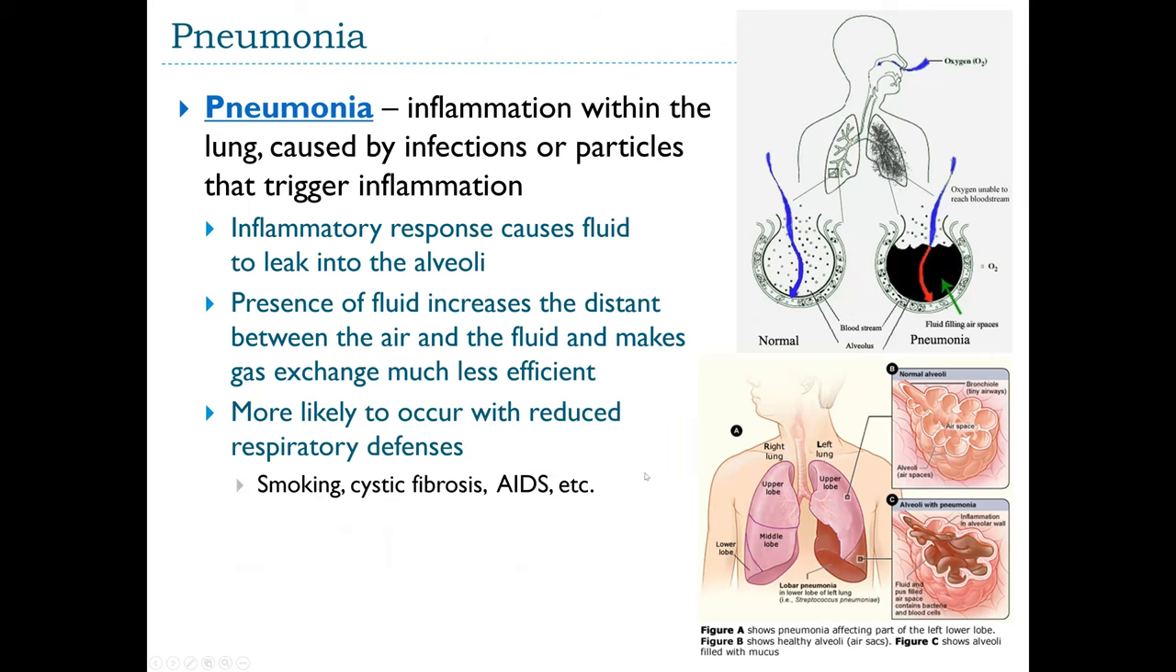And pneumonia is more likely to occur if you have reduced respiratory defenses, and this could be caused by things like smoking, cystic fibrosis, where you're making that extra mucus, AIDS, where you have a problem with your immune system, etc.